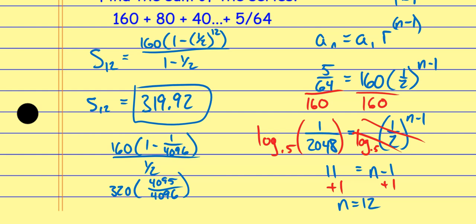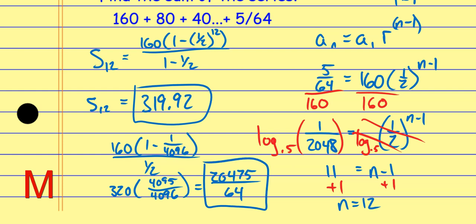And now it's just a matter of reducing the 320 and the 4096. I can reduce those to a 5 and a 64. And now, of course, I can do the 5 times the 4095. Okay? So working this thing out, I get 20,475 over 64 when it's all said and done. Okay? So there it is in exact terms. And yeah, if I ask for it in exact terms, you might have to do a little bit of fraction work.